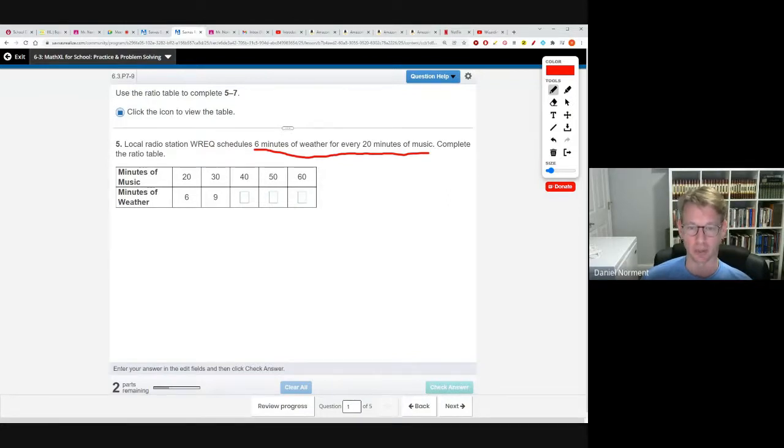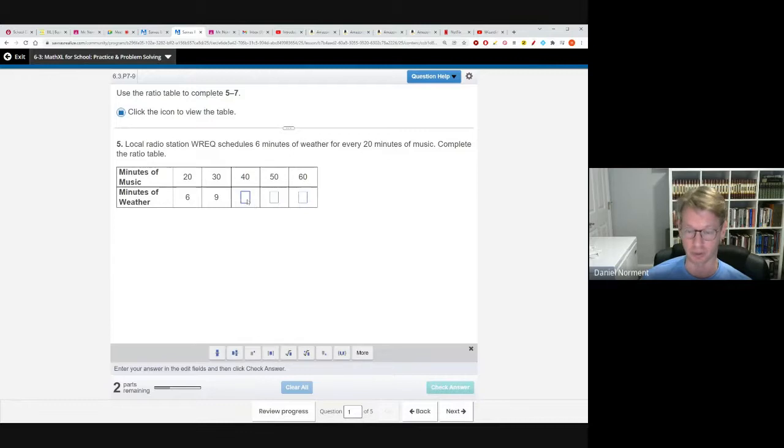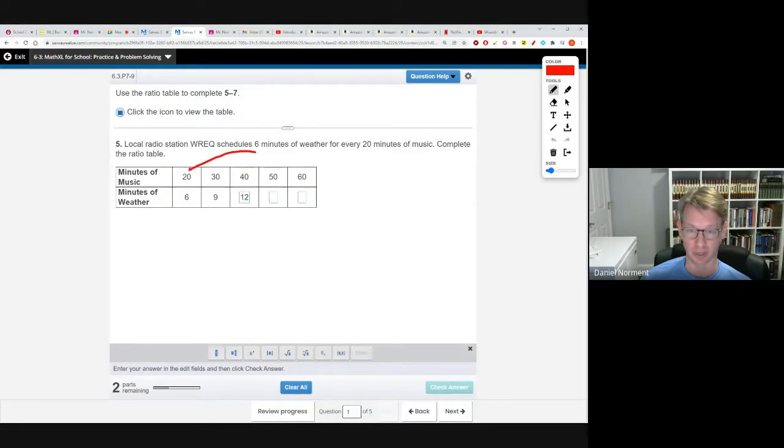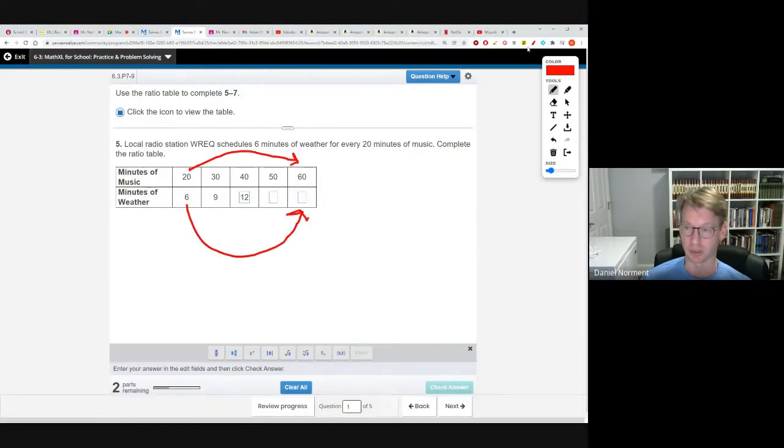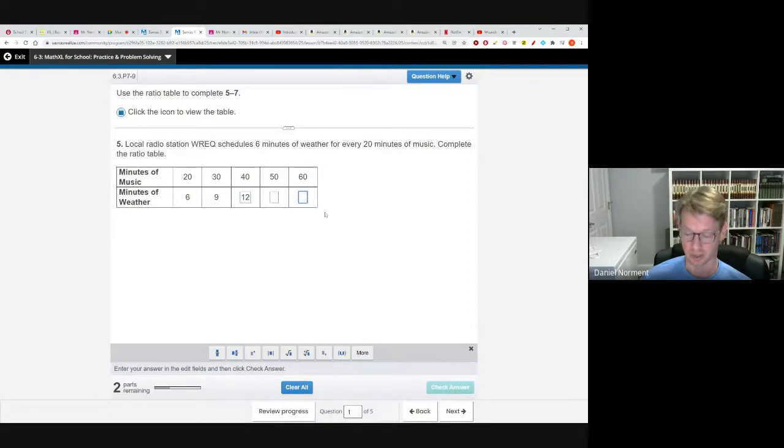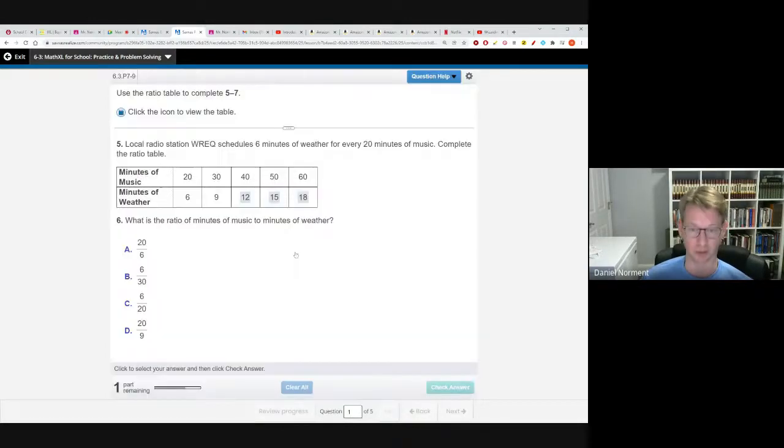So that means if you're doubling this, since it's increasing at that rate, you're going to double that as well, and that's going to give you 12. And then if you do 20 times what is 60, 20 times 3, we'll do 6 times 3, what do you get? 6 times 3 is 18. And then that leaves us with this number right here, 6, 9, 12, 15, 18. Check the answer, it's going to be right.